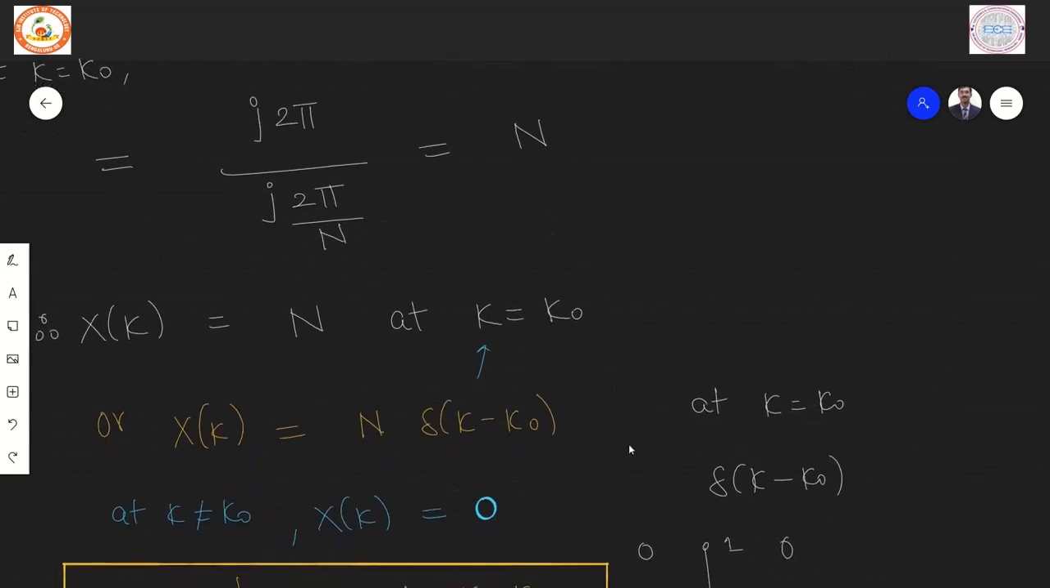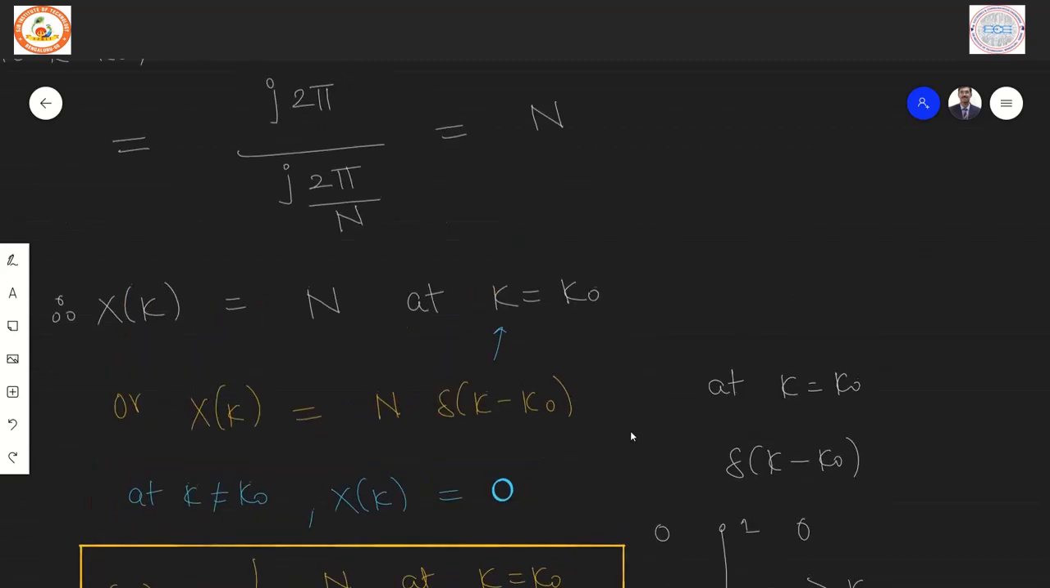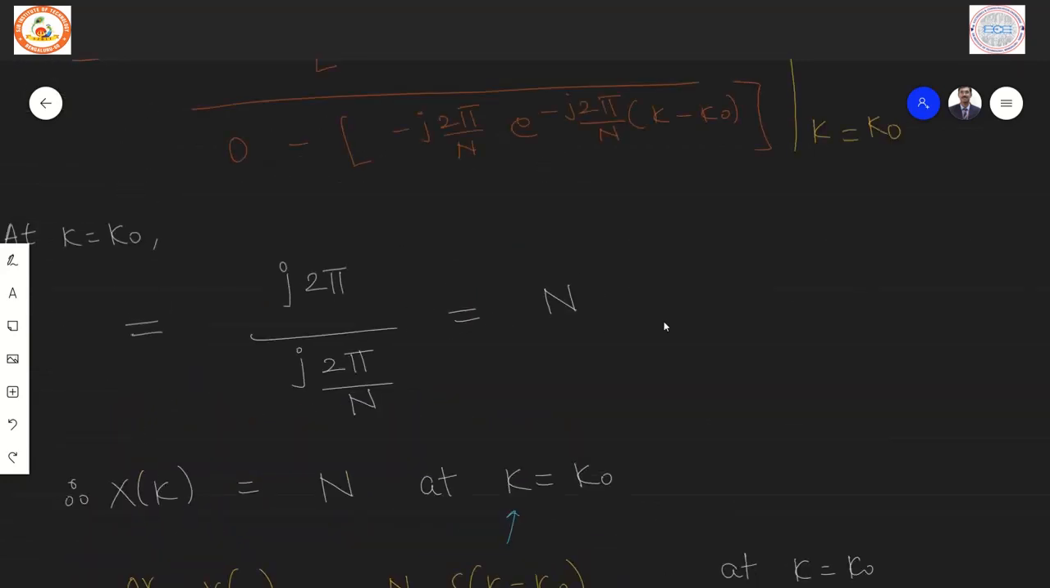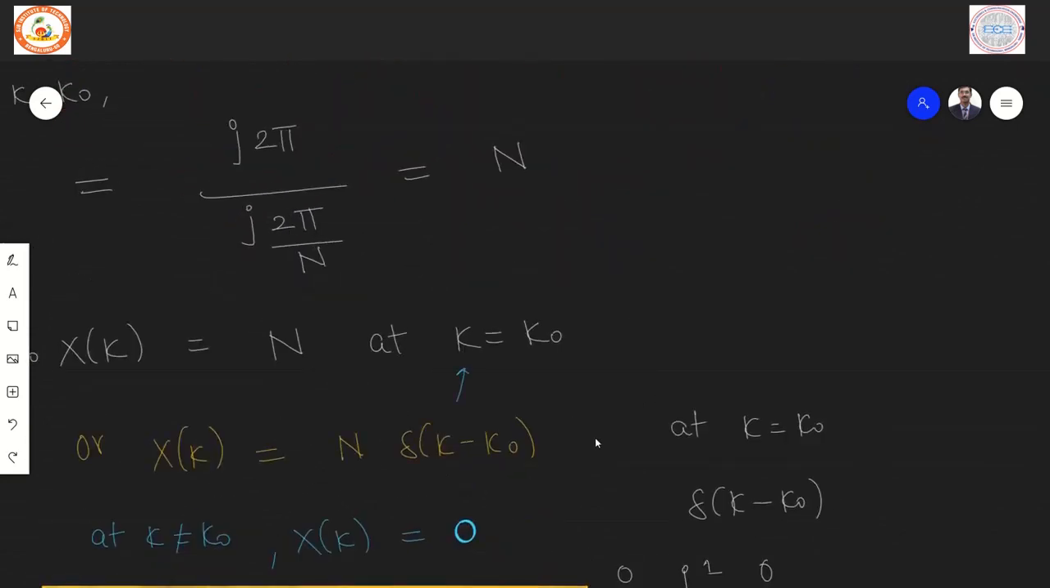This is at k is equal to k naught. And in the form of expression we can also write like this: x of k is 1 at k is equal to k naught and 0 for k not equal to k naught. So for any value where k and k naught are different, the resultant value you get is always 0.